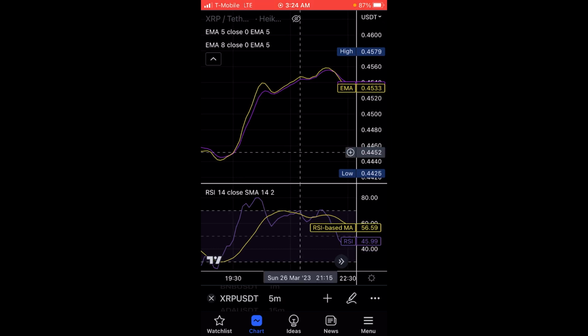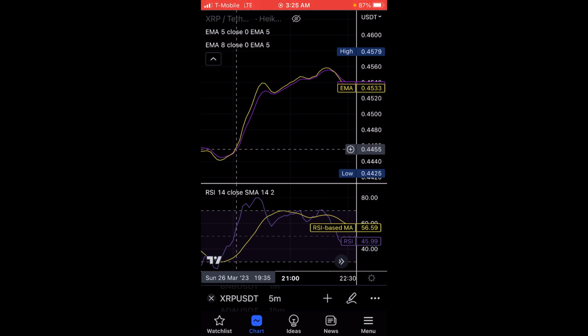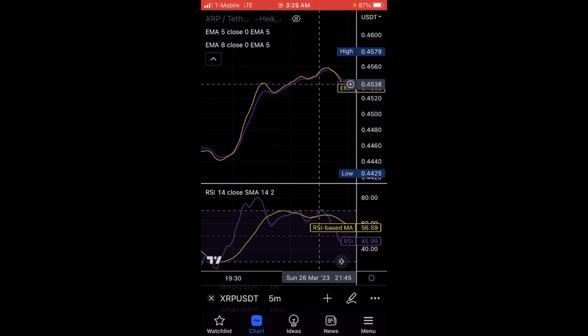We've got another one here where it crossed right here, and you can see that it crossed up. You can see that the RSI is up, and the price was around 44 cents, and then it crossed again around 45. So that was another good scalp.